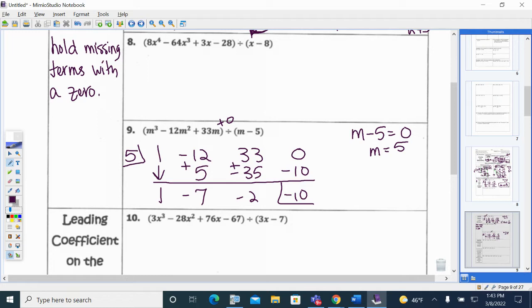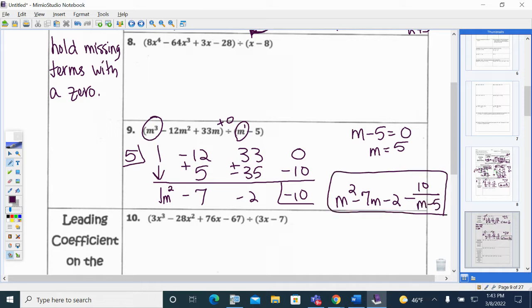Now, I went through that pretty quick. You may not be able to do it as quickly as I can. That's okay. But you are just multiplying and adding. The largest exponent is a 3. Decrease that by 1, again, because you just divided cubed by the first power. So when you subtract those exponents, you get the m squared. So m squared minus 7m minus 2 minus 10 over m minus 5 is my solution for number 9.